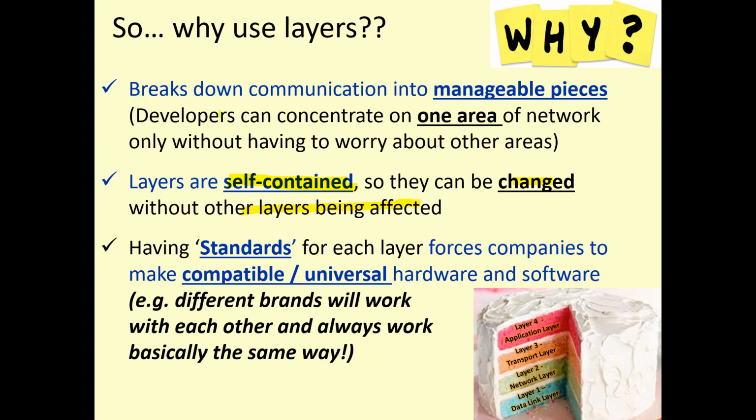By having layers also, it helps to break down communication into manageable pieces. Basically, it makes it easier to work on, so you can concentrate on one area without worrying about the other ones. And it also helps to have standards. So it forces companies to have compatible hardware that can work with each other rather than everything being different. So self-contained, so the layers can be changed, breaks down communication into manageable pieces, and it helps to allow for standards for compatible hardware that can work together. 3 benefits, 3 reasons why we use layers.